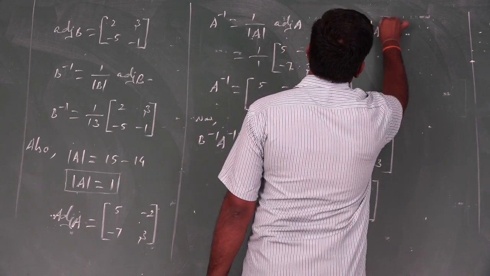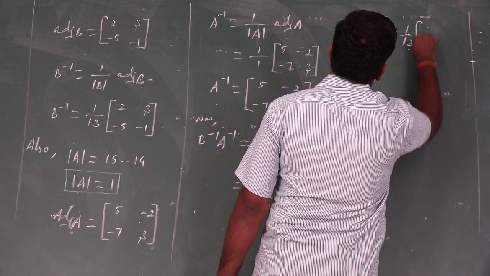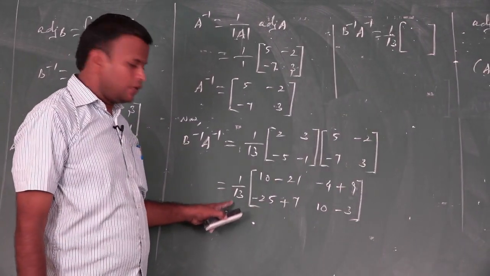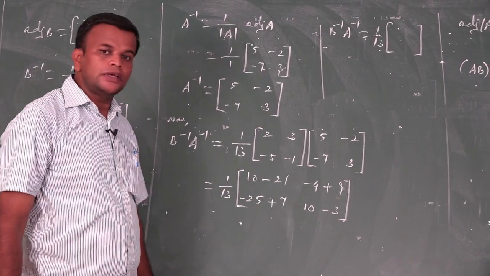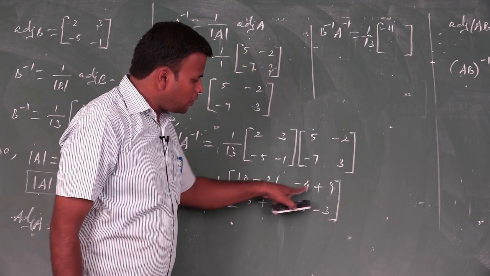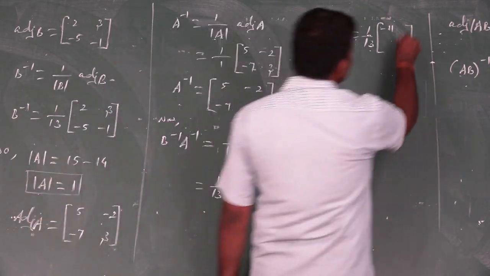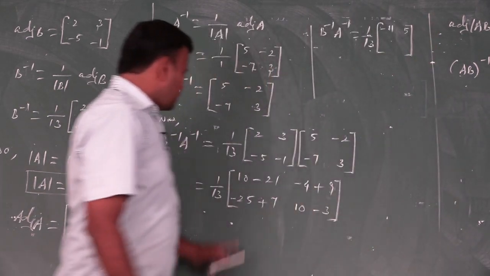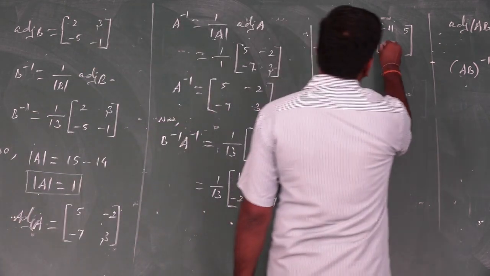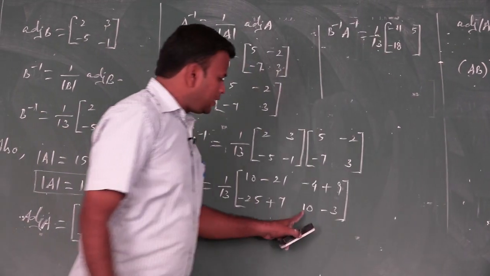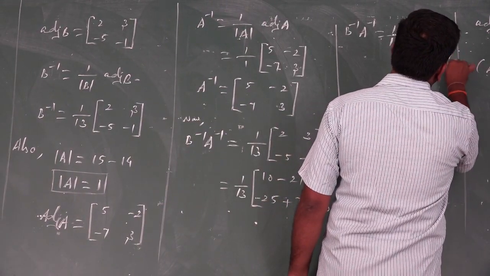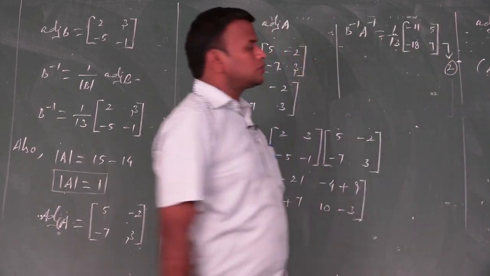So B inverse into A inverse is 1 by 13 of 10 minus 21, which is minus 11. Minus 4 plus 9 is plus 5. Minus 25 plus 7 is minus 18. 10 minus 3 is 7. I put it as equation 2.